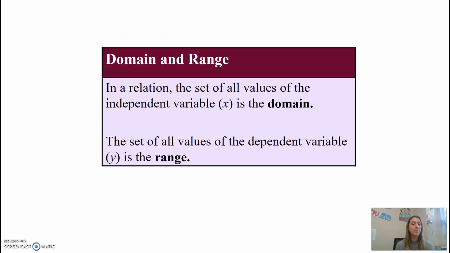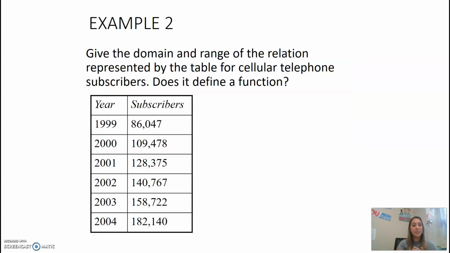So domain and range. In a relation, the set of all values of the independent variable, x, is the domain. So this is when we say domain, I'm talking about all possible x values. The set of all values of the dependent variable, the y, is the range. So the range is the set of all possible y values. So go ahead and hit pause and get that in your notes.